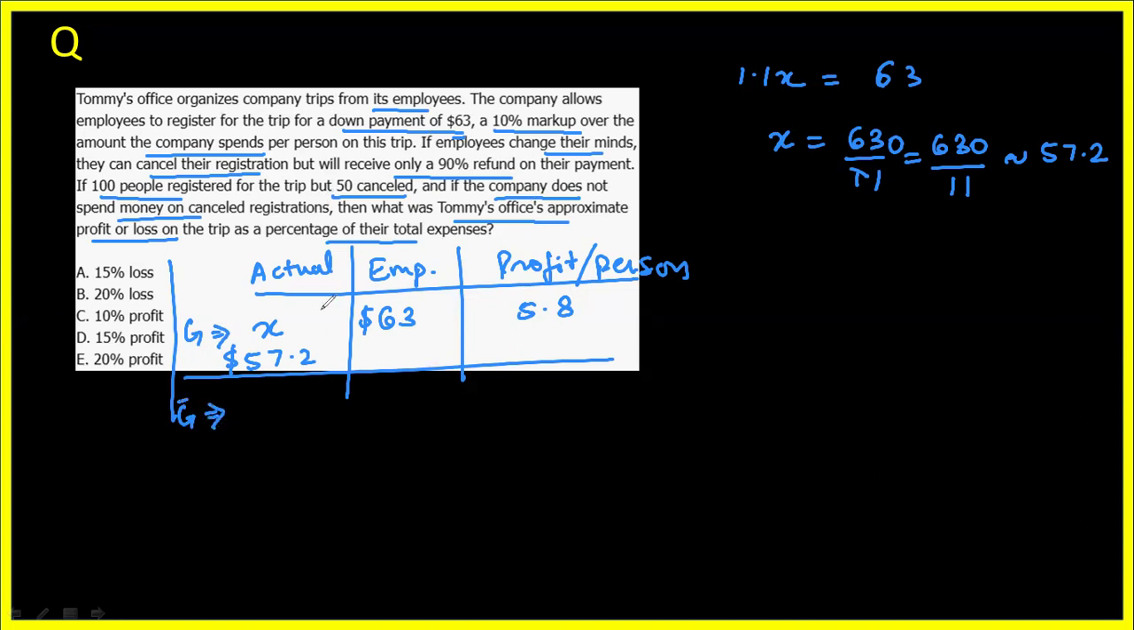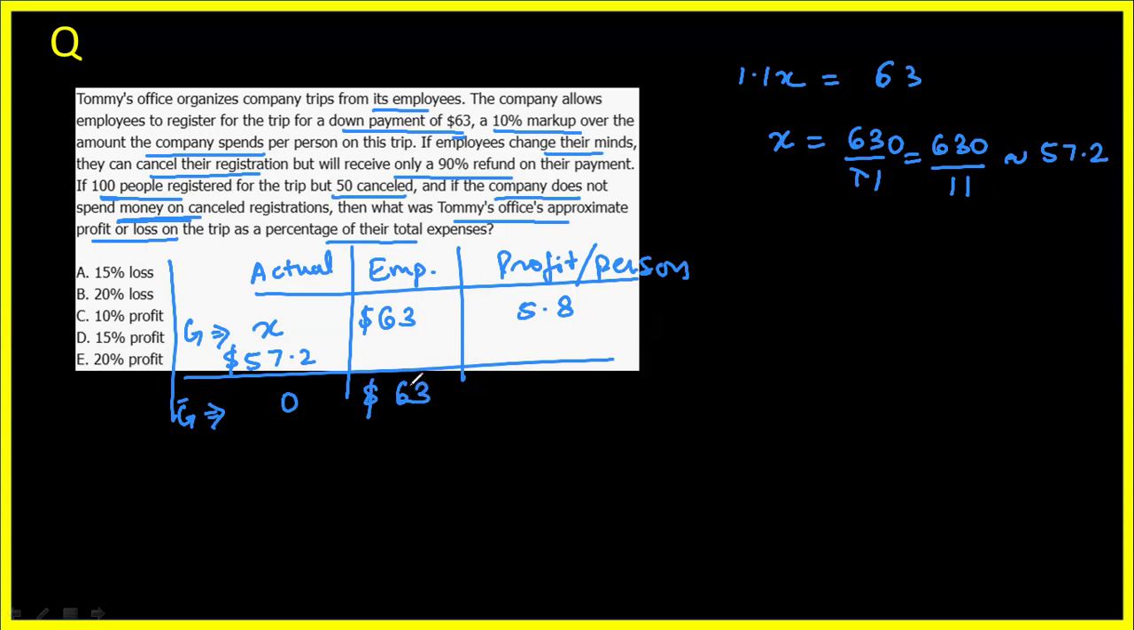Now, let's understand case number 2: the person registers but does not go. Out of 100 people who registered, 50 cancelled. So how much per person is actually spent by the company? The company does not spend on the cancellation, so the company spent 0. The employee paid $63 but gets a 90% refund. That means 10% stays with the company.